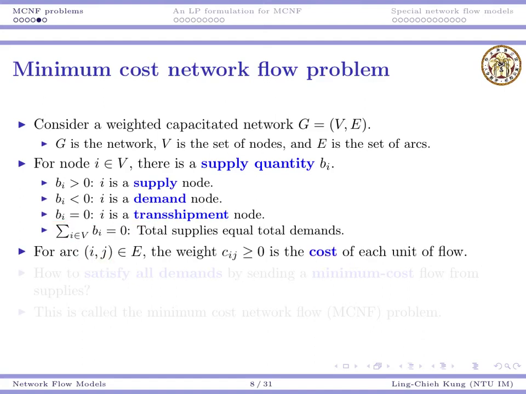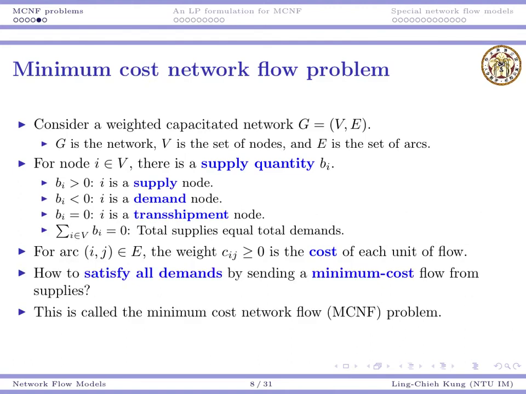For each arc, the weight means the cost for each unit of flow. Here, we are saying that the cost is linear. Sending 1 unit costs you Cij, sending 2 units costs you 2 Cij, and so on. Okay, weights are costs.